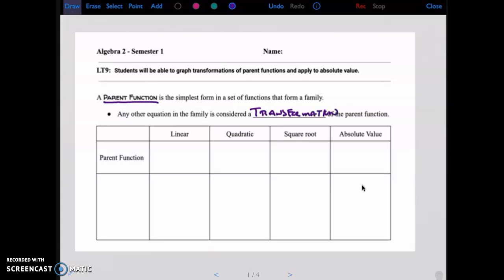Of the parent function. So I'm going to give you a couple different parent functions. I'm going to give you one that's linear. So you're going to see it. The parent function for a linear function looks like this, y equals x. And then the graph is just going to be this thing with the slope of 1 going through the origin. Quadratic function is going to look like this. The parent function is y equals x squared. So that's going to be a parabola that goes through the origin.